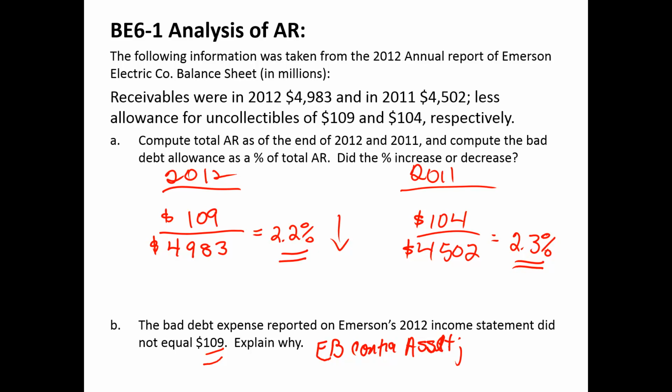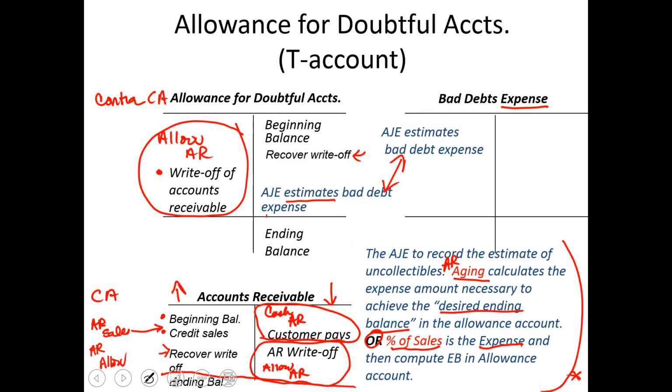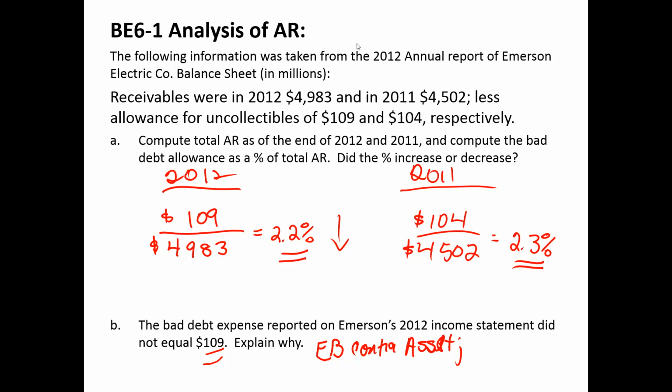Part B, the bad debt expense does not agree with the ending balance in the allowance account, and we know that's true because the allowance account ending balance has a lot more things going on in it. Besides the estimate, we have write-offs and we have recoveries, whereas the bad debt expense is just the amount of the expense for the period that's trying to match the expenses with the revenues that were generated that period. So that's it for a problem.